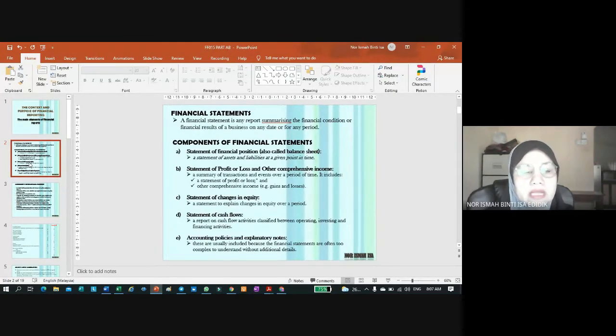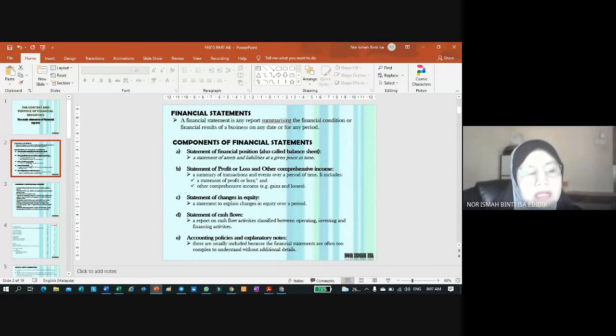We have 5. This is a must. The company is obliged to prepare these 5 statements: statement of financial position, statement of profit or loss and other comprehensive income, statement of changes in equity, statement of cash flow, and accounting policies and explanatory notes. This is what a limited liability company needs to prepare for users.